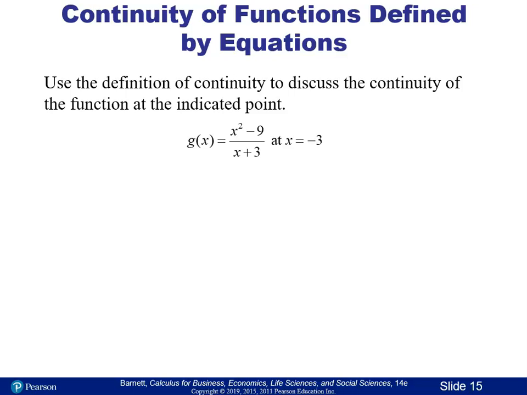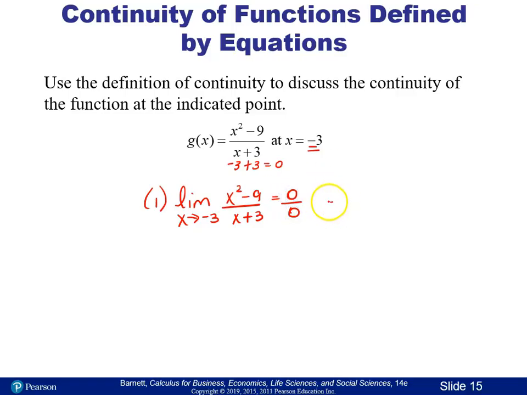Okay, use the definition of continuity to discuss the continuity of the function at the indicated point. If I look at this, I definitely see that -3 is going to make that denominator be 0. So there is definitely going to be a point of discontinuity there. It's just a matter of which one of the steps it's going to fail on. So if we look at the limit as x goes to -3 of this, that's going to be 0 over 0, which is our indeterminate form.